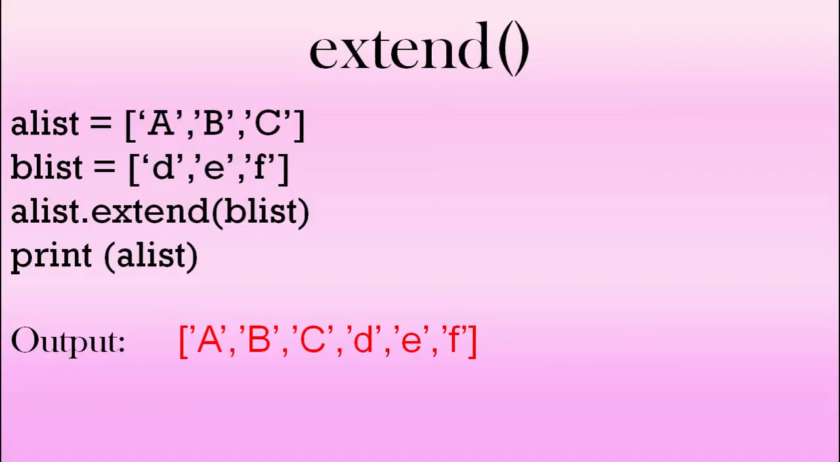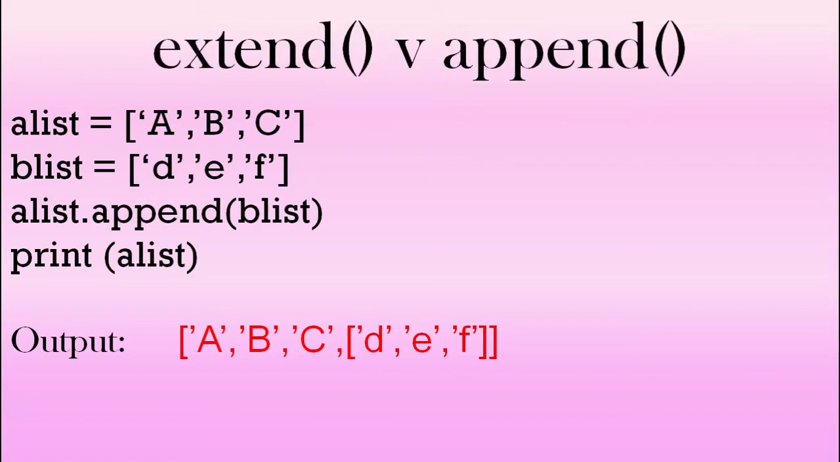Extend is a bit different. Here we're extending a list by another list called B list with D, E, F, and the output, as you see, is just one list. So two lists are concatenated together with extend. So extend and append are different. If we append the second list rather than extend it, now we have a list inside our original list. It's a nested list, so that's different.